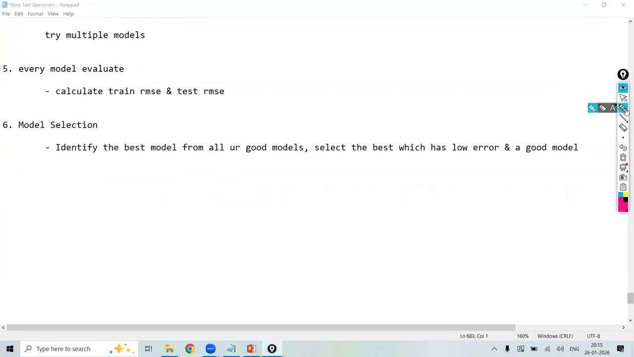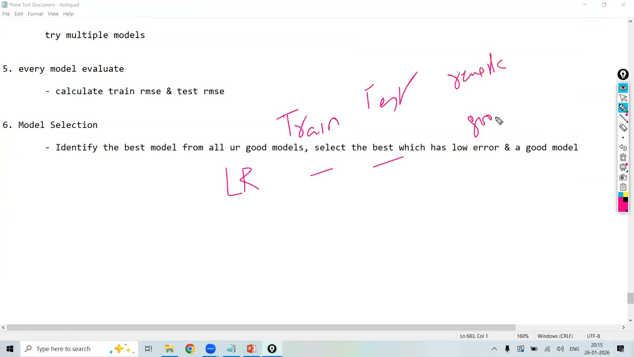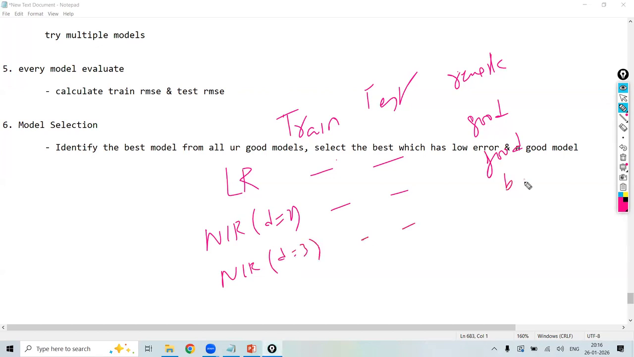Sir, what is this, sir? For example, linear regression you applied. Okay, train RMSE, test RMSE. Calculate both of them. From both of them, conclude remarks. I'm writing here remarks, whether it is good or bad. It is good when the difference between them is less than 5%. Apply the non-linear regression with degree of 2, train and test calculated. It is also good. Non-linear regression, degree of 3, train and test. It is bad. Assume. Next, I have tried the lasso. In the lasso also, I will calculate the train and test. It is bad. Ridge. I applied the ridge.